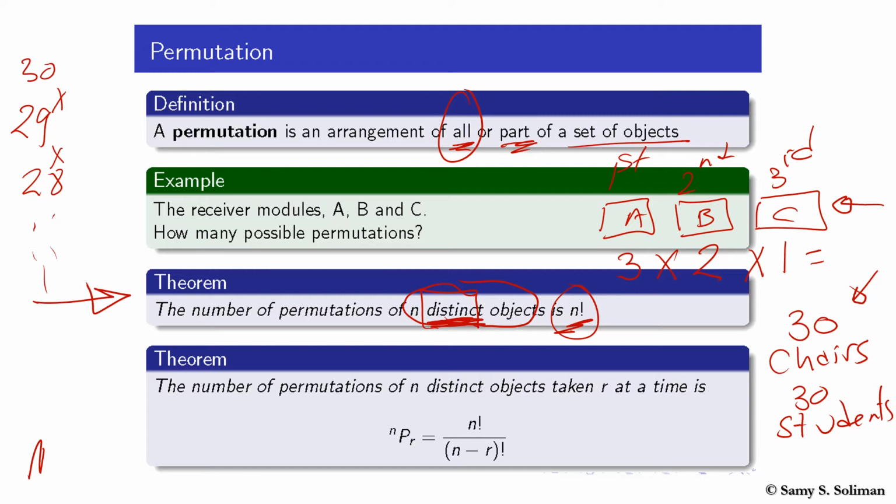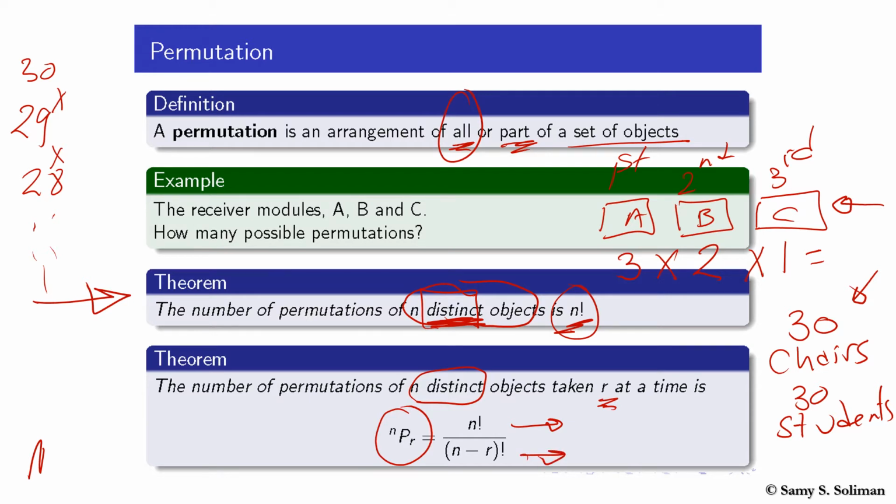Now we can even generalize it more when we have a permutation of n distinct objects taken r at a time. So let's assume that we have n objects and we are looking for how many ways there are to choose r of those n objects. In this case, this is what we call permutation nPr, and we calculate it as n factorial divided by n minus r factorial.